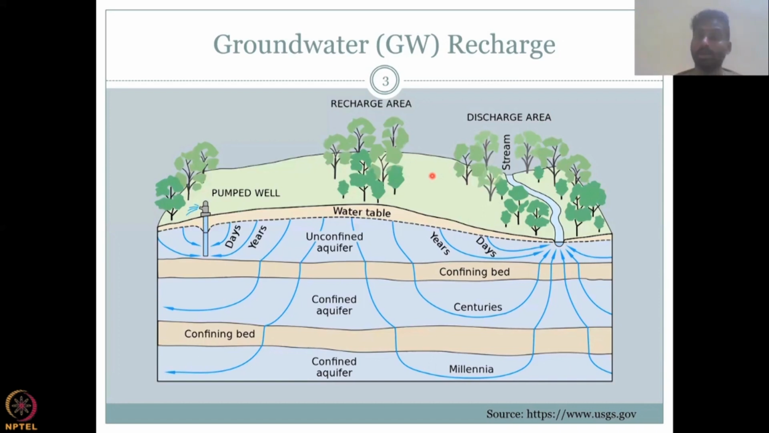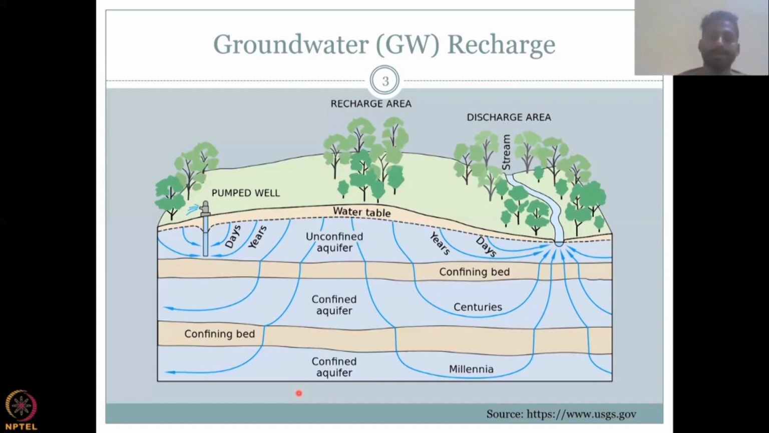So you cannot have more than one unconfined aquifer, because the confining unit would be there and then another unconfined cannot happen. A confined aquifer may be present or may not be present. So for example, if there are no confining units and the surface is directly connected to the bedrock, then it is all an unconfined aquifer. So you don't have a confined aquifer in this case.